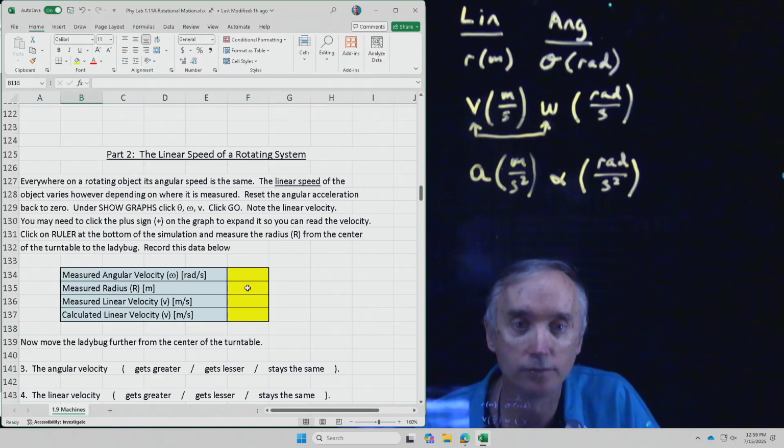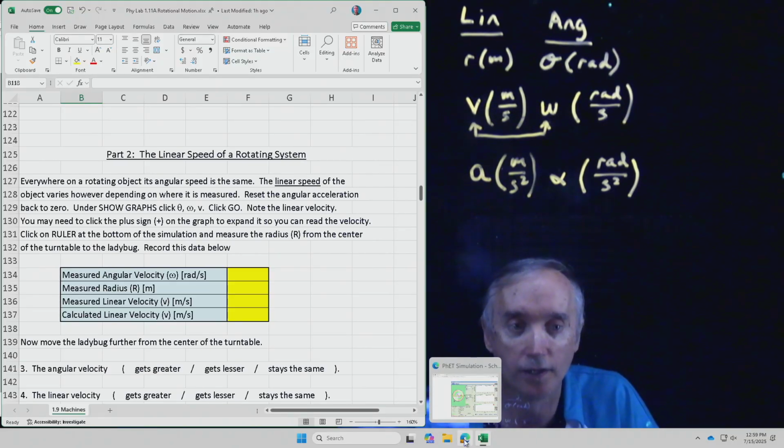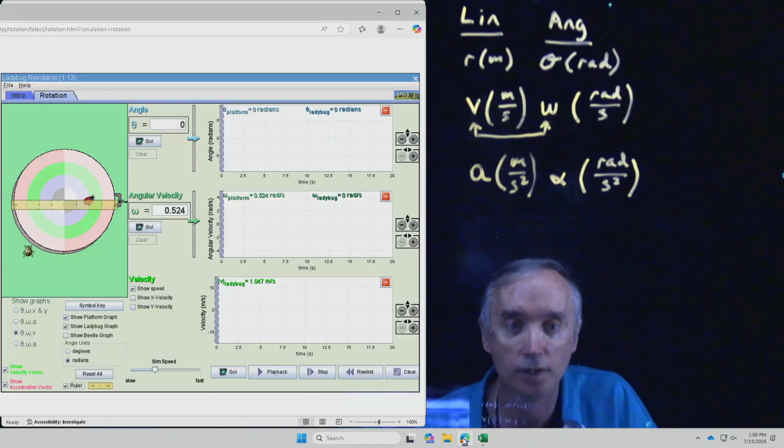So put that there. Okay, now we need to turn on the simulation and measure the linear velocity of the ladybug. So again, we could let it go through 90 degrees if we wanted to. So now we're going to hit the go button.